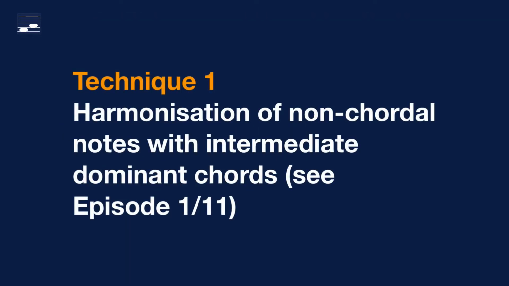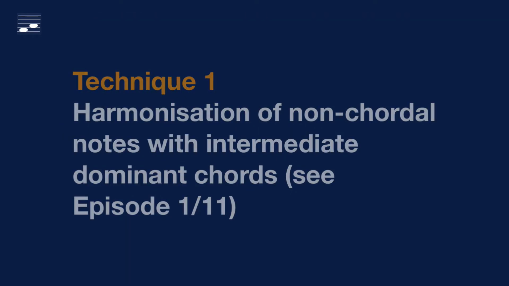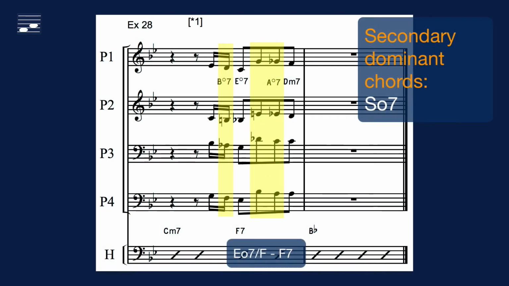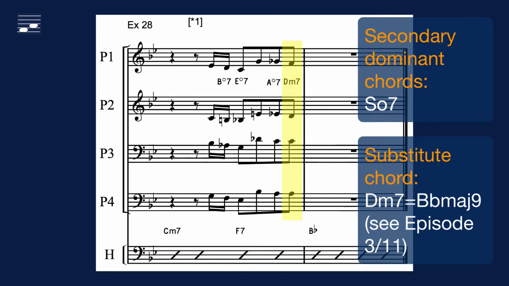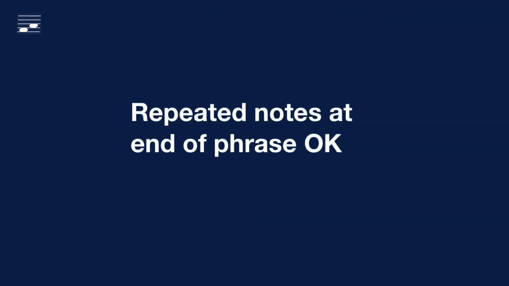We apply a set of secondary dominant chords for harmonization of these non-chordal notes, and we use a substitute D minor 7 chord at the end, which is equivalent to the B flat major 9 chord. This leads to repeated notes in the lower parts.